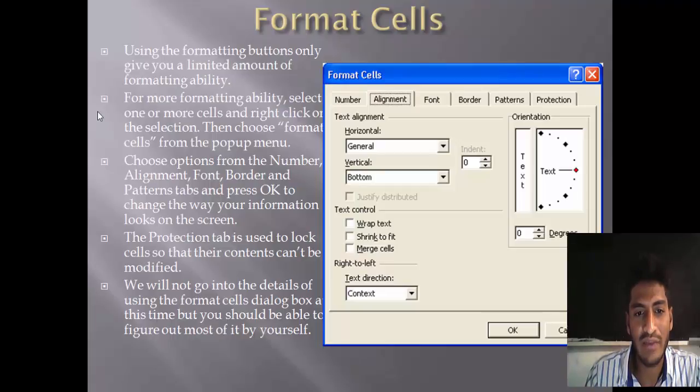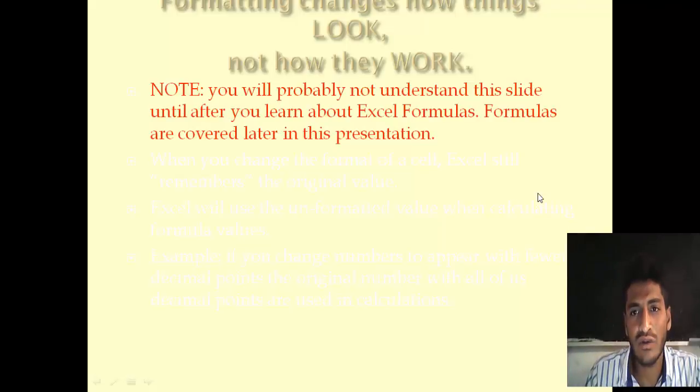The Protection tab is used to lock cells so that contents cannot be modified. We will not go into the details of this box at this time, but you should be able to figure out most of it by yourself. Formatting changes how things look, not how they work. Note you will probably not understand this slide until after you learn about Excel formulas. Formulas are covered later in this presentation.